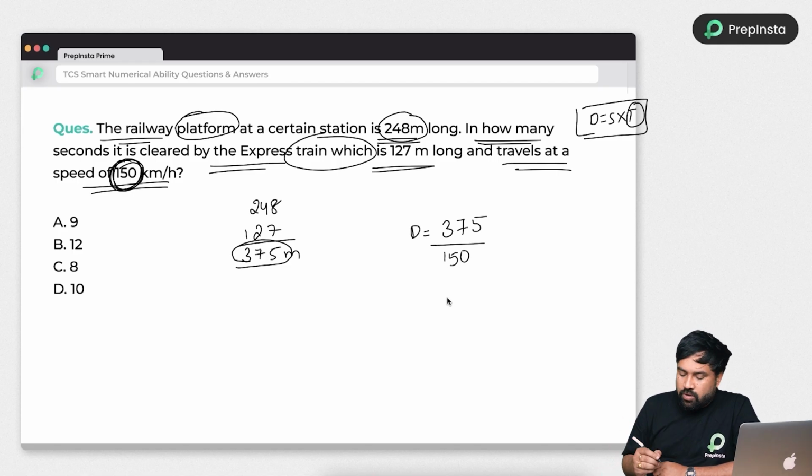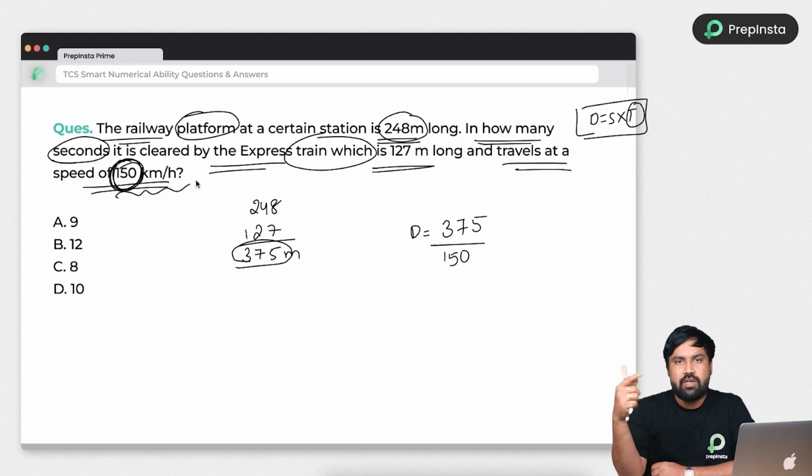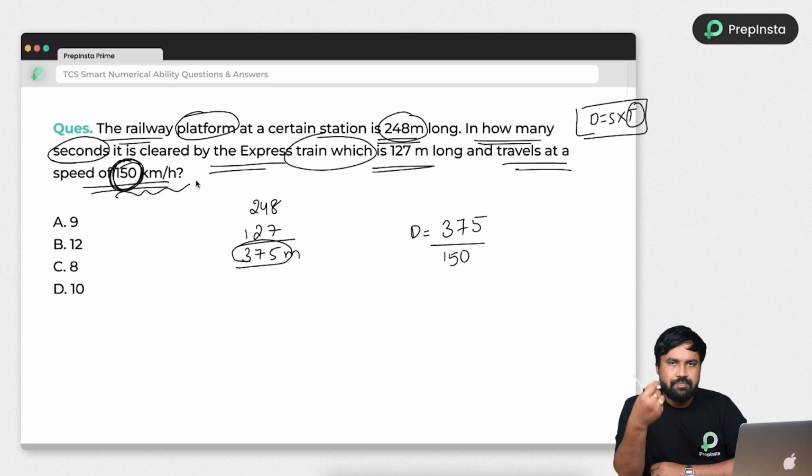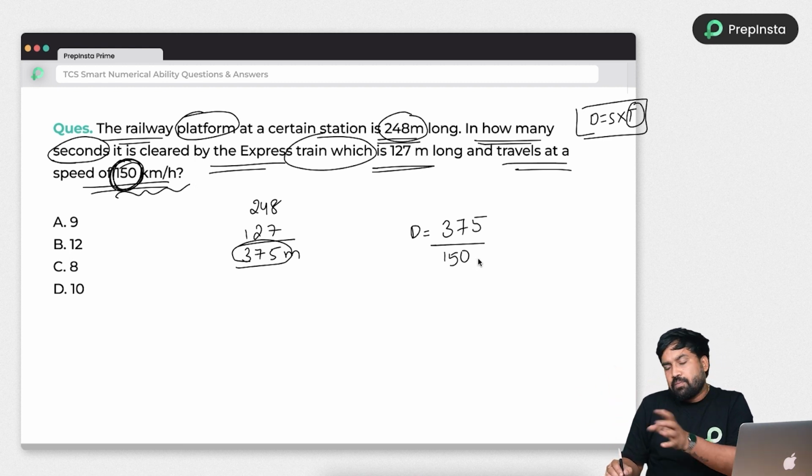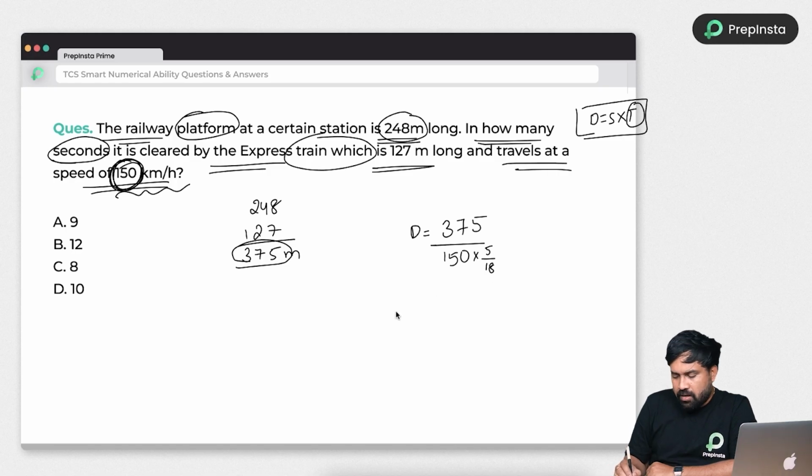Why? Because the problem is given in meters and is asking for the answer in seconds, but your speed was in kilometers per hour. We have a very basic concept of conversion from kilometer per hour to meter per second. Whenever you want to convert into meters per second, you multiply by 5 by 18. Simple. So the time is equal to distance 375 divided by 150 into 18 by 5.